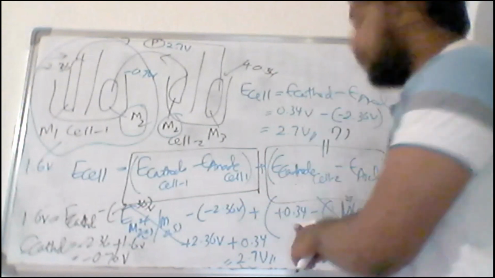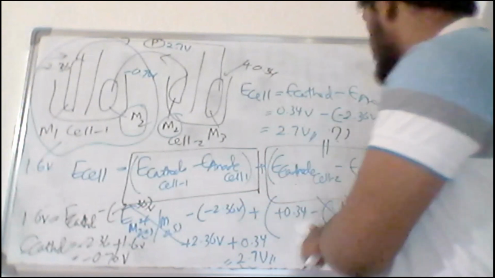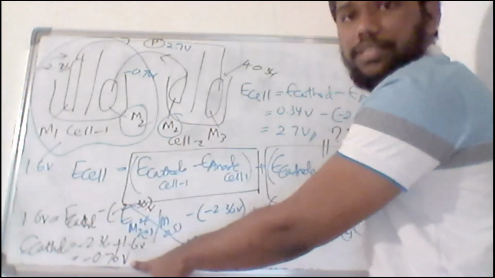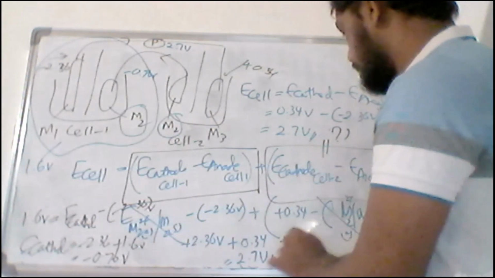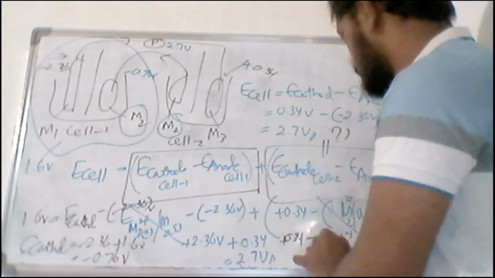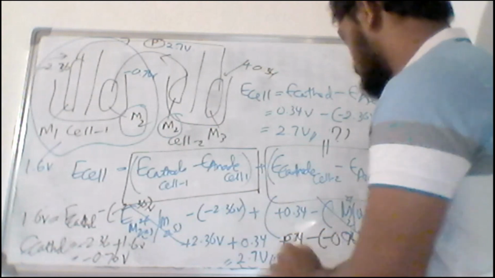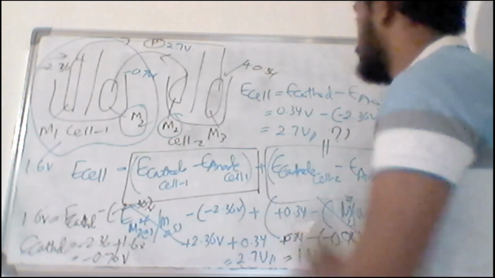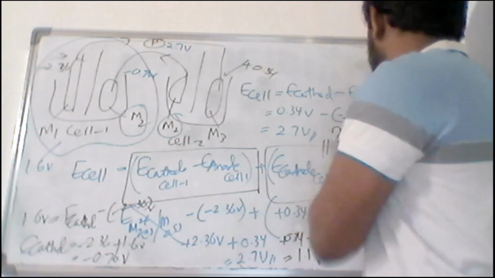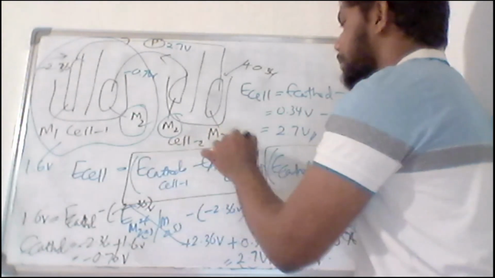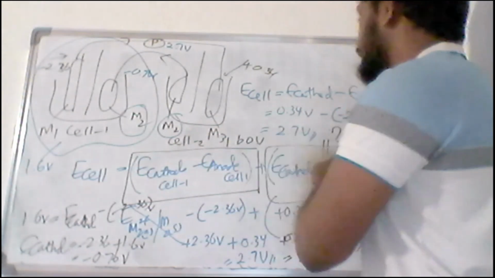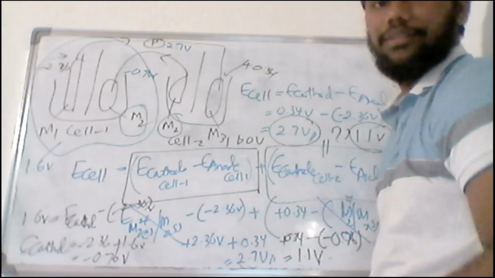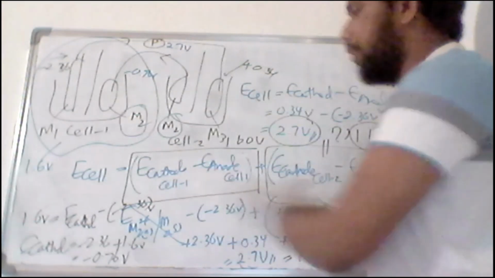So you know E cathode was 0.34 minus E anode, which here for M2 we have found as minus 0.76. So this should be 0.34 minus (minus 0.76), and you add them now and you will get 1.1 volts. So here it will be 1.1 volt, and here they have given 1.6 volt, and when you add these two, you can see we will get 2.7 automatically, which is the overall one that we calculated initially.